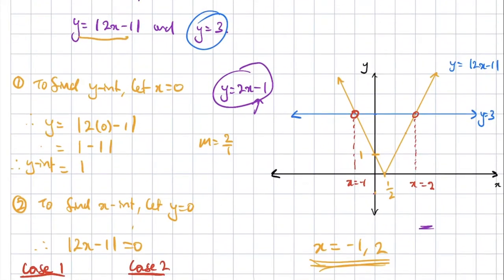Simply all we do is graph both equations, and then from there we find their point of intersection and use the x values, okay? And that's all that we need to do, okay?